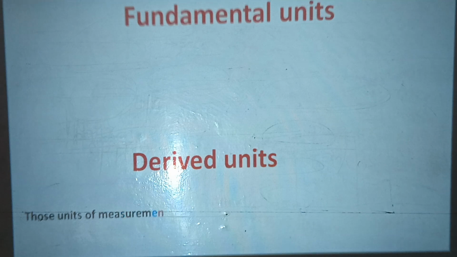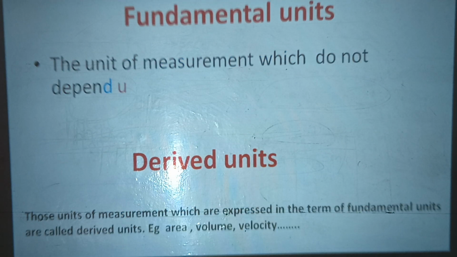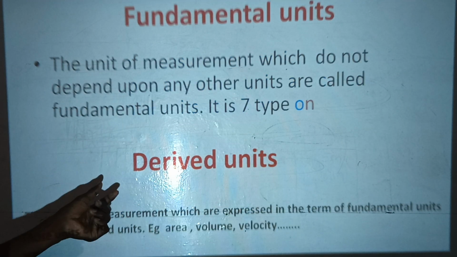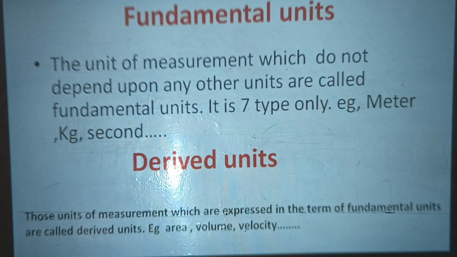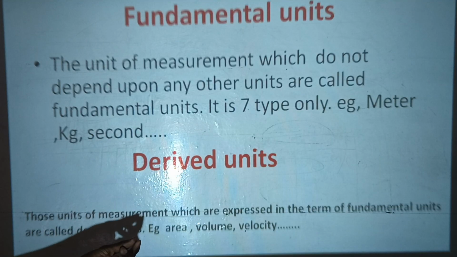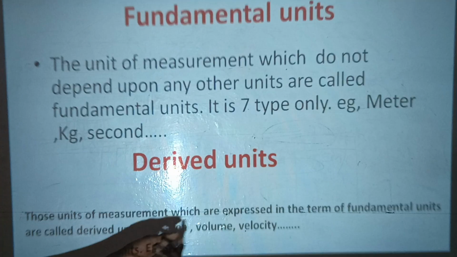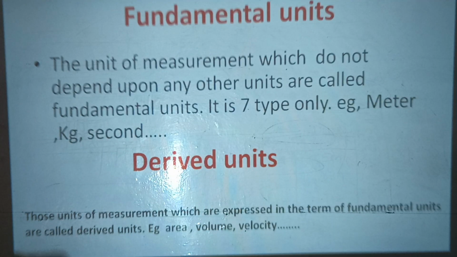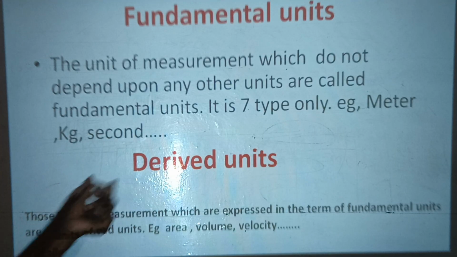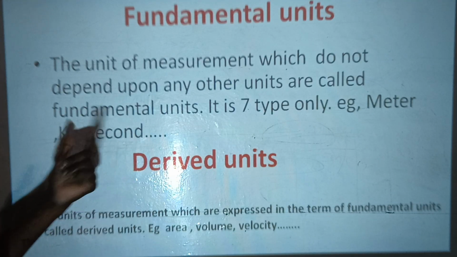Let's write these examples. The units of measurement which do not depend upon any other units are called fundamental units, and there are only seven types. Some examples are meter, kg, second, candela, mole, Kelvin, and so on. Just only seven types.